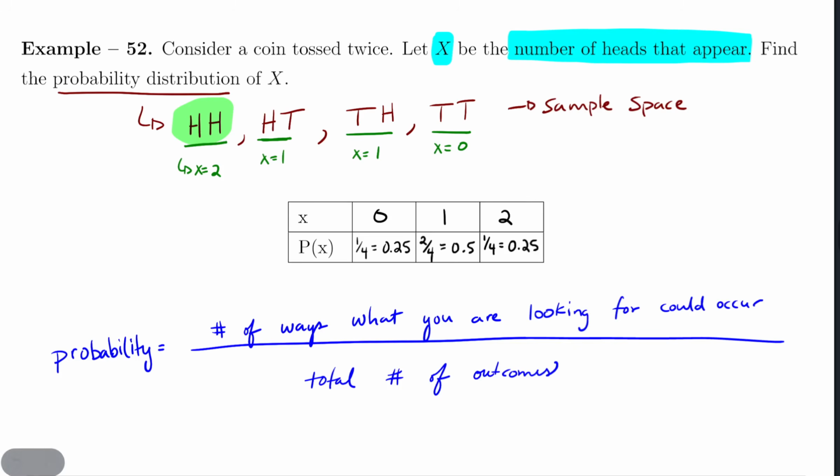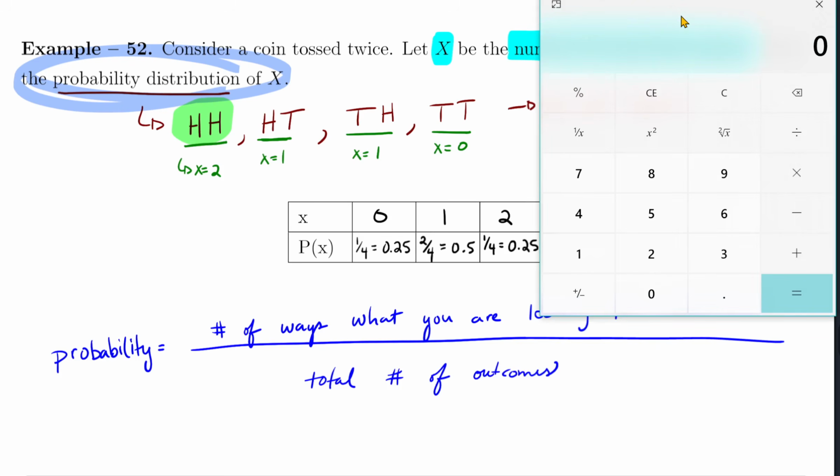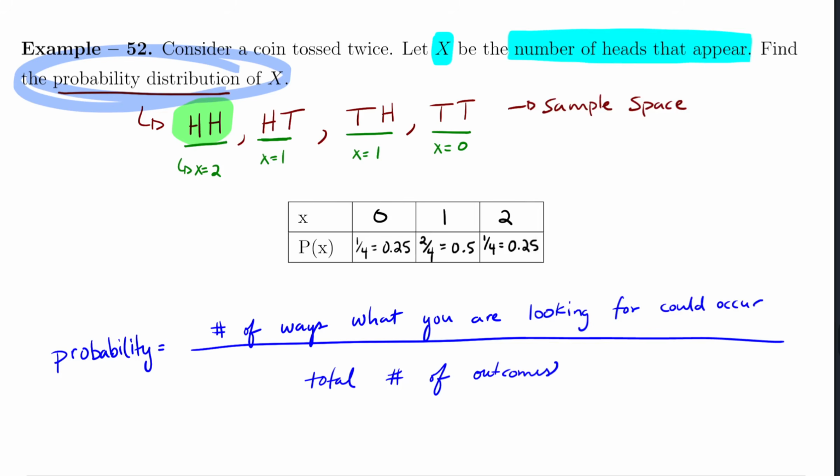Now, as we create our probability distribution, which was what we were asked to do at the beginning, the final check that you need to do is you should be able to add up all the different probabilities, and it has to equal 1. That's one of our rules for probability distributions. So let's check our answer here. We've got 0.25 plus 0.5 plus 0.25, and indeed they all add to 1. So everything checks out for this one.